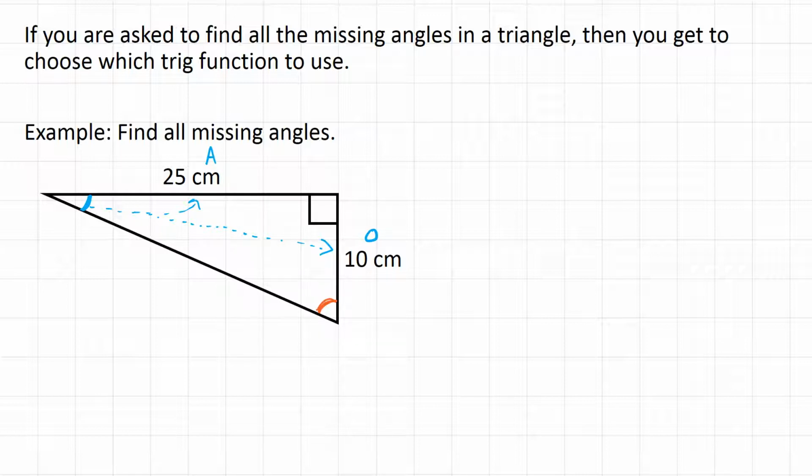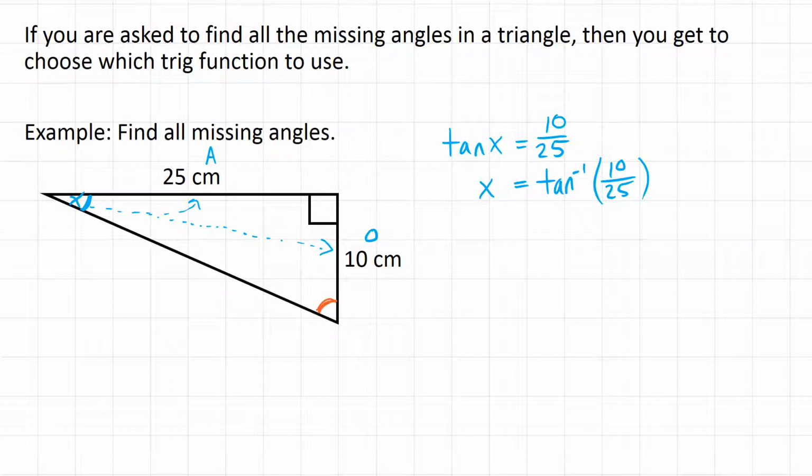So I'm going to be using tan of this unknown angle, which I should probably label as something. I'll call this angle x. So tan of x is equal to opposite over adjacent, which is 10 over 25. And now I can go ahead and find x. Tan to the negative 1 of 10 divided by 25.